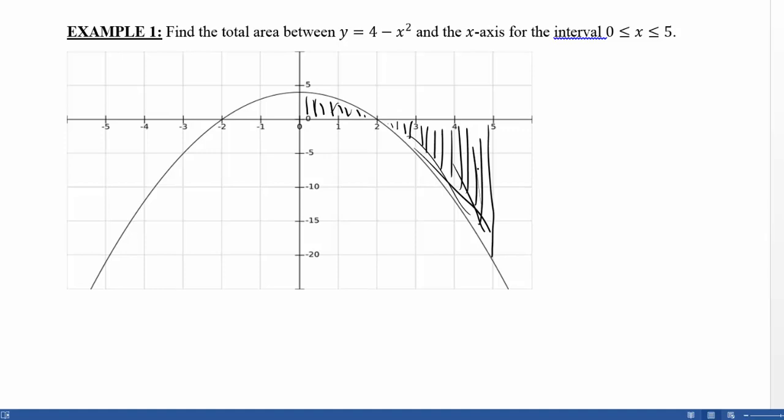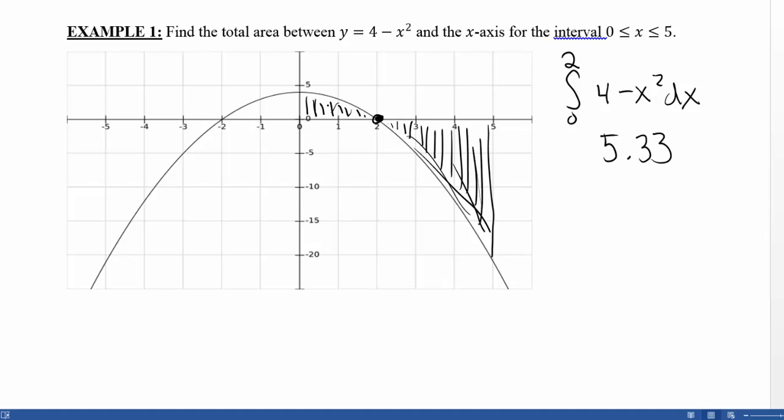Instead, we need to figure out a way how we can figure out the area from 2 to 5, and we need to count that as positive. So we can use integrals to help us out. So if we take the integral from 0 to 2, notice that 2 is where I crossed through the axis. That's why I'm picking that as my point here, of 4 minus x squared dx. If I were to integrate that function, I would get 5.33. And that number comes out as positive, which I was expecting since this area is above the x-axis.